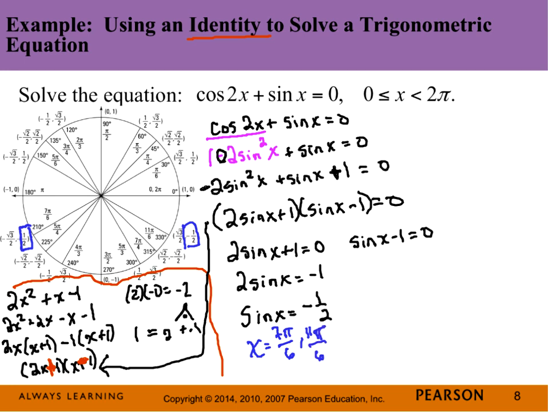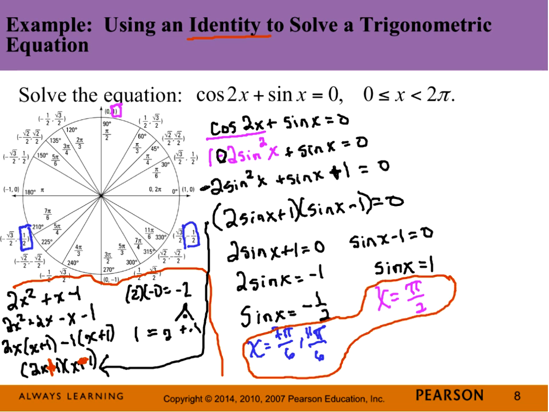11 pi over 6. And now let's look at the sine of x minus 1 equals 0. Add 1 to both sides. So I have sine of x equaling 1. So I'm looking on my unit circle where my y value is equal to 1. And that happens at pi over 2. So x is equal to pi over 2. So this time I have 3 solutions. I have the solution 7 pi over 6, 11 pi over 6, and pi over 2.